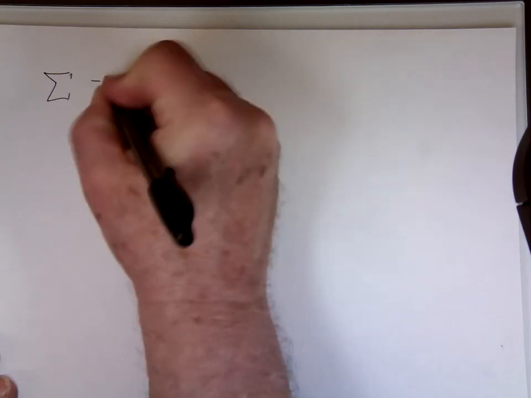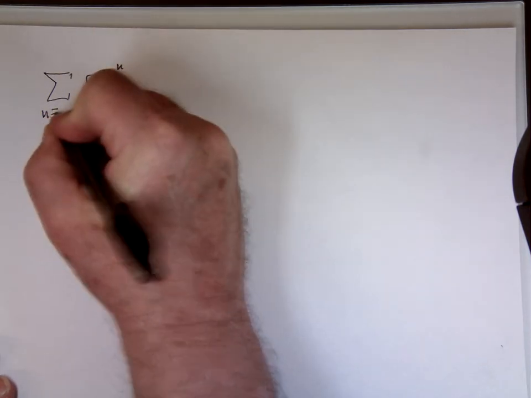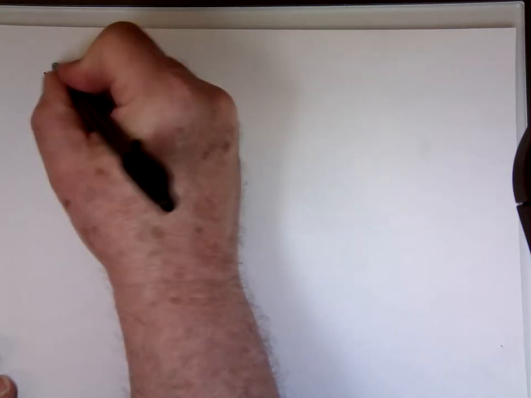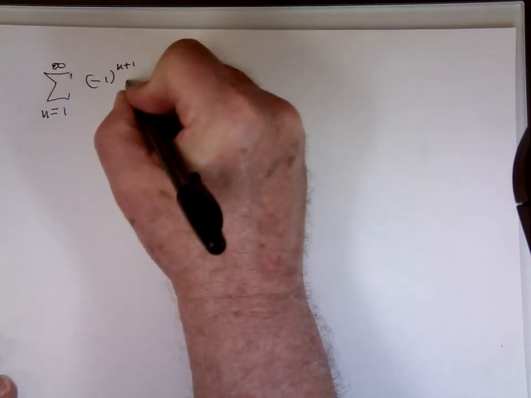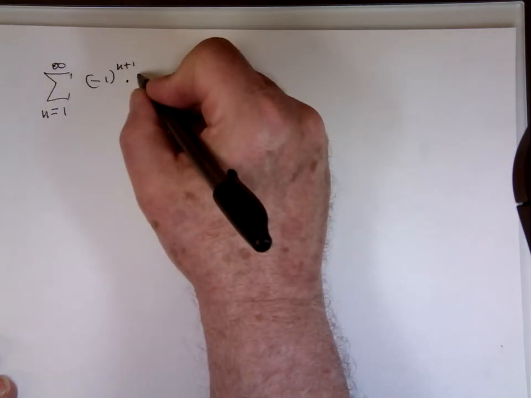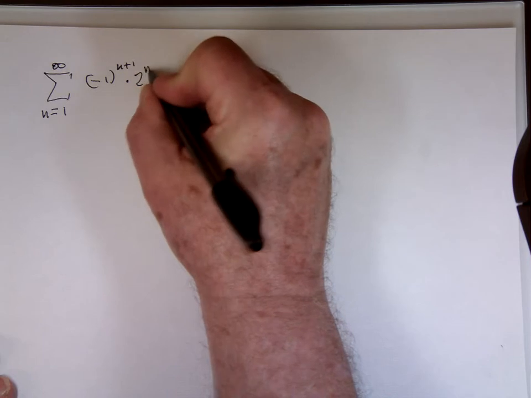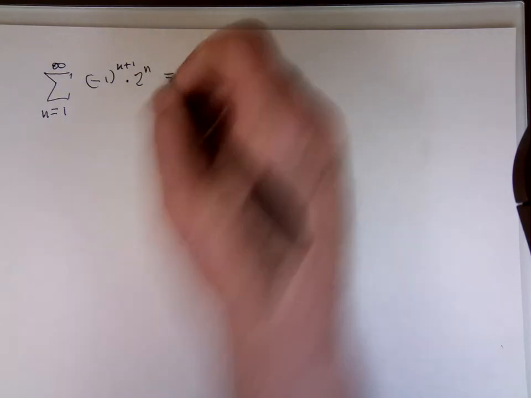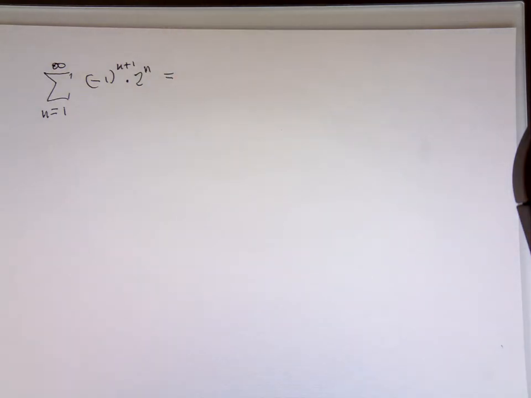Let's go ahead and plus 1. And let's go 2 to the n. So 2 to the n is the a sub n. So that would be, what are we looking for? Here's what we're doing.